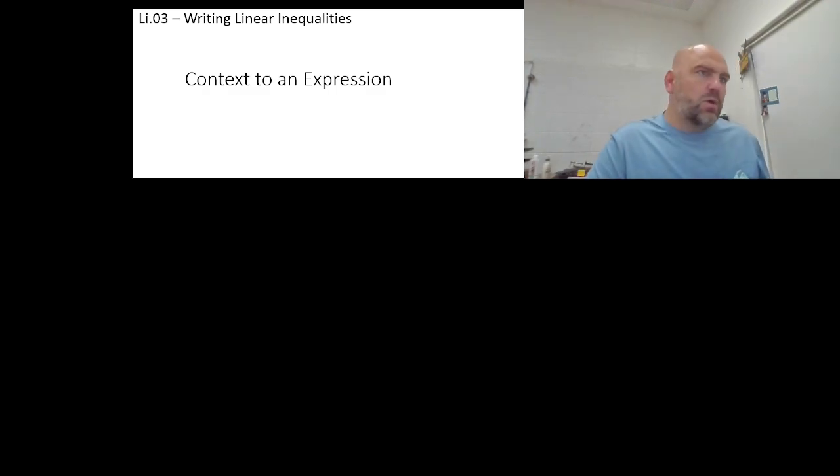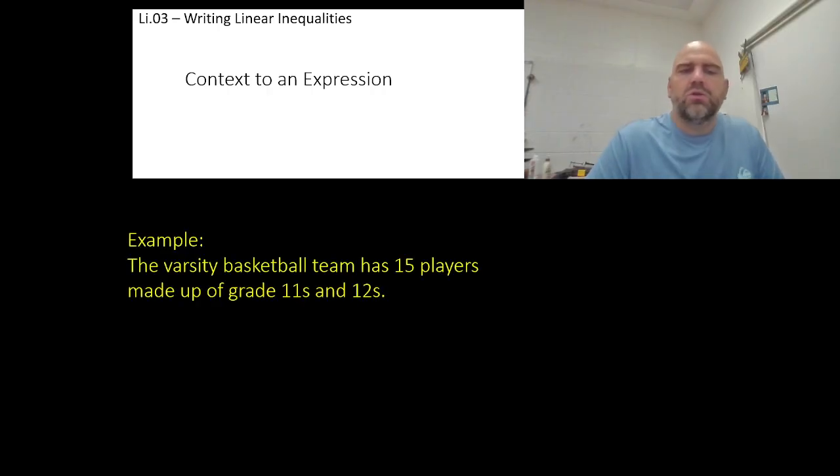All right, so in this one here, I'm going to go through an example of how to create an expression. In this case, I'm going to do an equation, not an inequality, even though on top it says inequalities. But in this case, I'm going to just go through an expression, and we're going to look at an example that has to do with a basketball team. So we are told that a varsity basketball team has 15 players on it, and it can be made up of grade 11 and 12 students, or grade 11s and 12s.